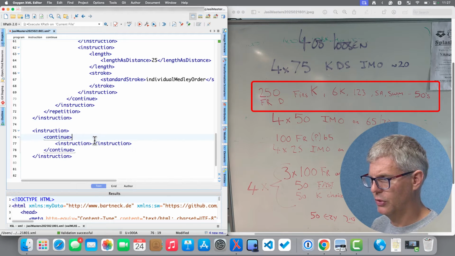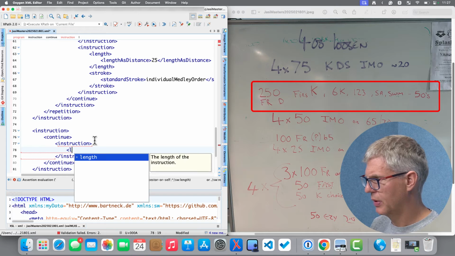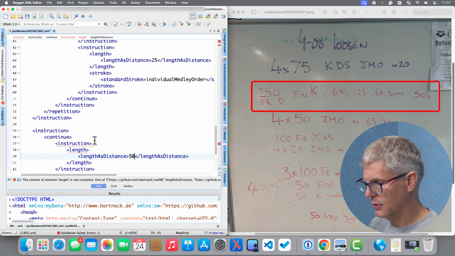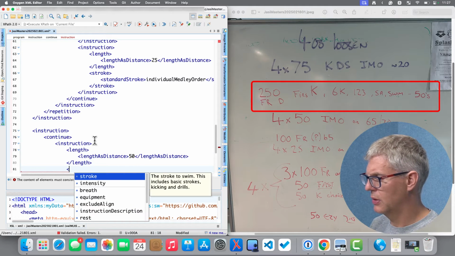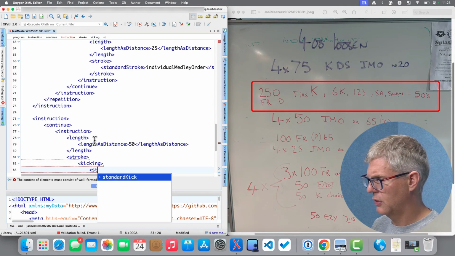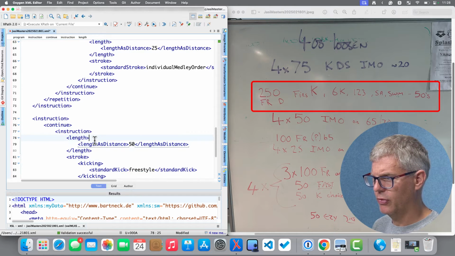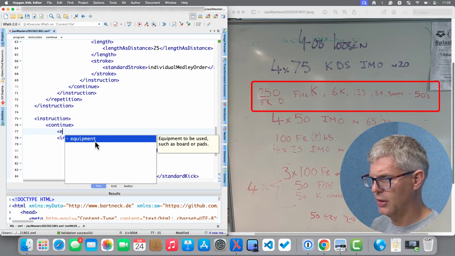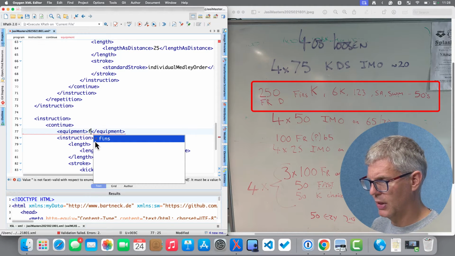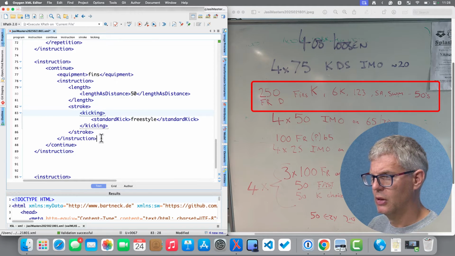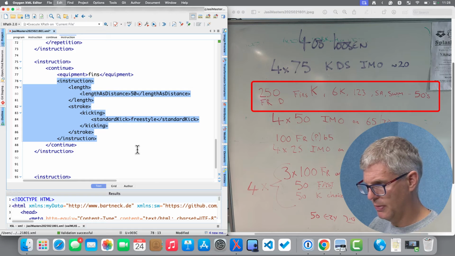So we have continue, length, and these are 50, so length as a distance 50. And then we start with a stroke, which is just kicking, standard kick freestyle. We have equipment in here, which is fins, so we can just put this into the continue directly, so we don't have to repeat it for all its embedded instructions. Right, so that's the first 50.